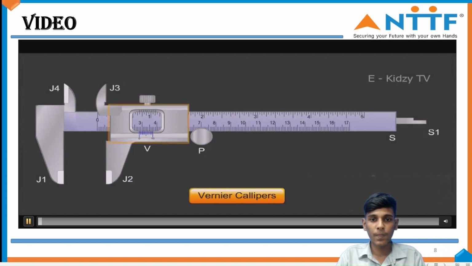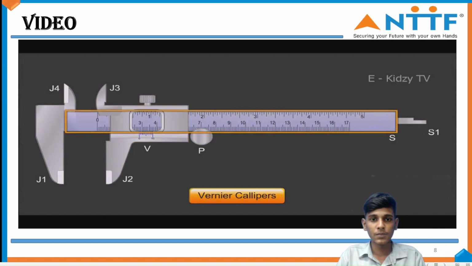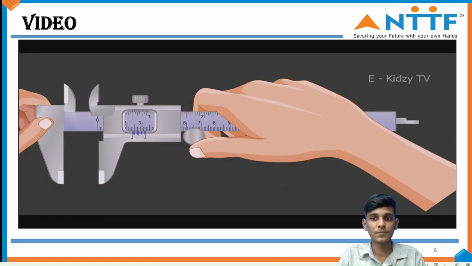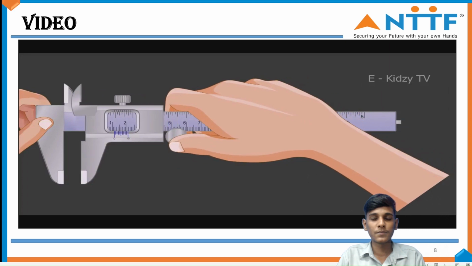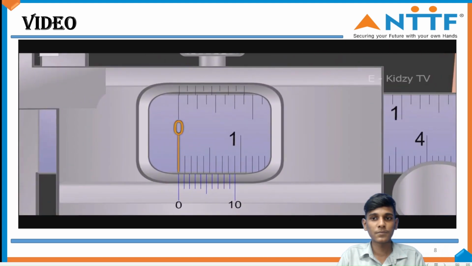The purpose of the vernier scale attached to the main scale is to measure length accurately up to a fraction of the smallest length that can be measured with the help of the main scale. Now close jaws J1 and J2 with the help of button B. You will see that zero of the main scale coincides with zero of the vernier scale.